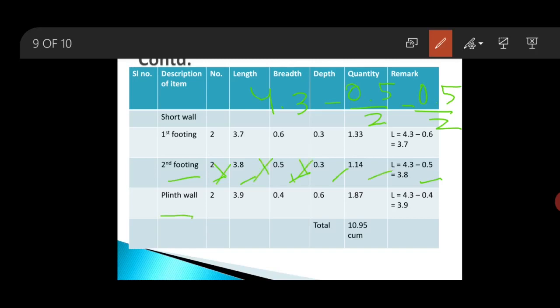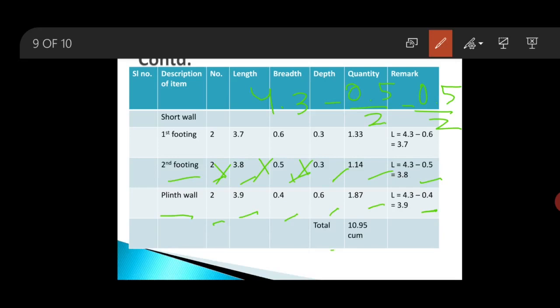Similarly for plinth wall, number is 2, length will be equal to 4.3 minus 0.4, that is the width of the plinth wall. So 3.9, breadth 0.4 and depth is 0.6, as we have done in the long wall.